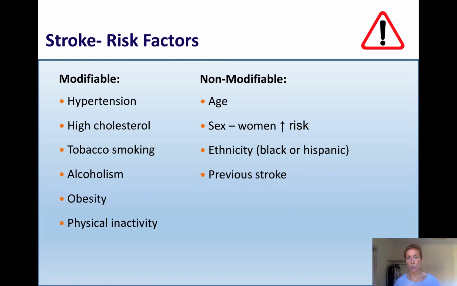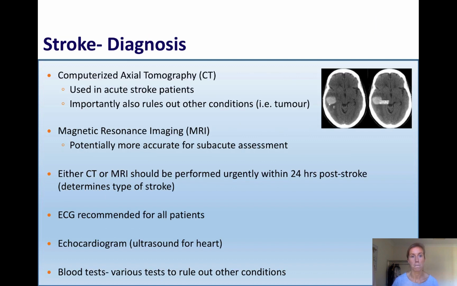Non-modifiable, so there's going to be that age component, as we know. In terms of stroke, women are actually at a slightly higher risk. And there's also known to be some greater risks in your black and Hispanic ethnicities as well. Previous stroke, just like a musculoskeletal injury, once you've injured an area, you're much more predisposed to a secondary injury, okay? So when somebody suffers a stroke, they're more at risk for a second stroke, basically.